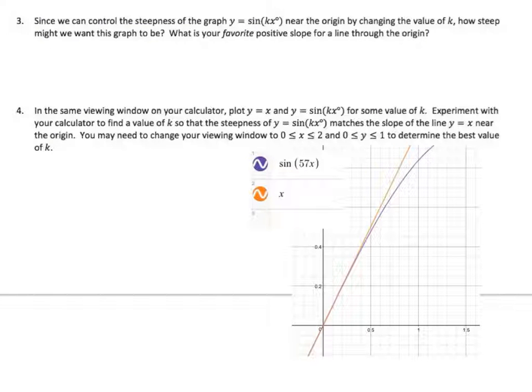Since we can control the steepness of the graph y equals sine kx near the origin by changing the value of k, how steep might we want this graph to be? What is your favorite positive slope for a line through the origin? I sort of answered it for you. A slope of 1 is really nice because it's easy to count. Rise over run is 1 over 1. Super simple to work with.